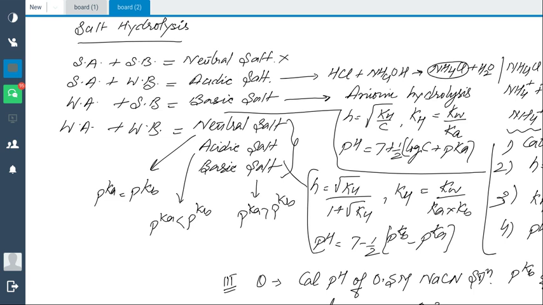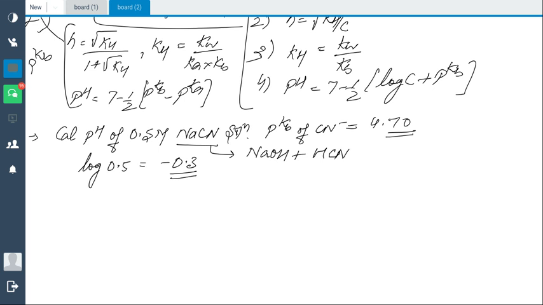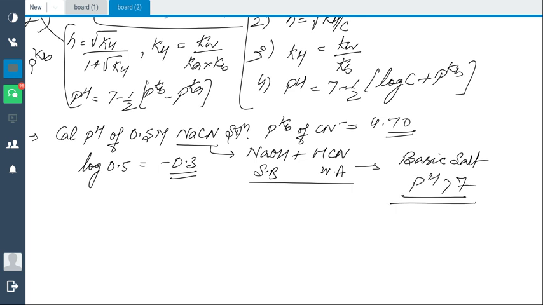Bhavil says 2.2. Sorry, sir, 4.8. Okay. Bhavil, if you see properly, this is NaCN. So this is formed by mixing NaOH plus HCN, which means a strong base and a weak acid, which means that this will be a basic salt. And if this is a basic salt, it basically means that the pH has to be greater than 7, beta. So your answer of 4.8 is wrong.